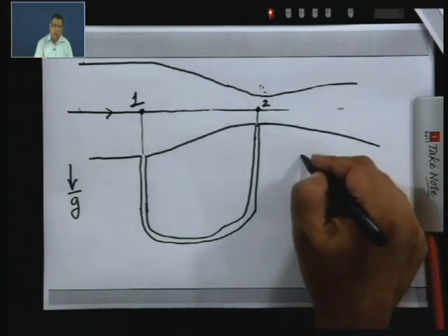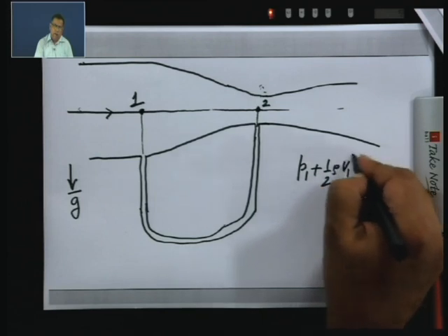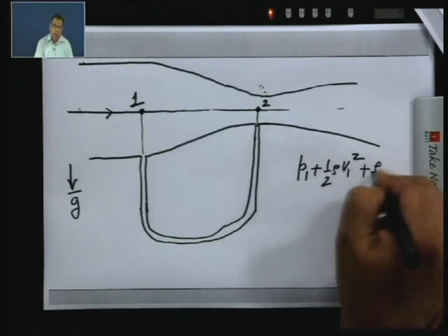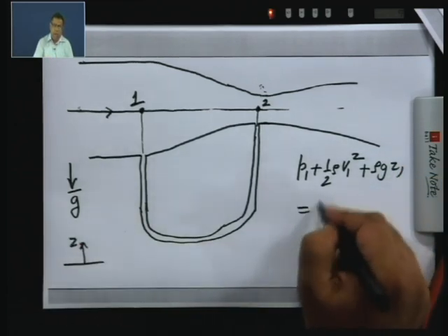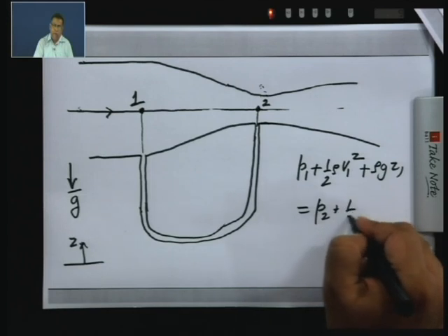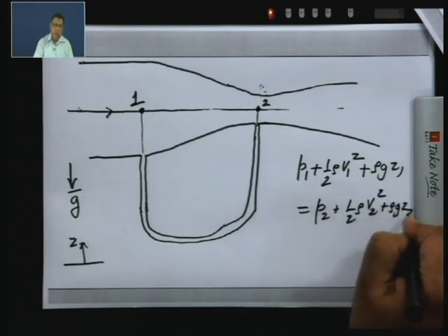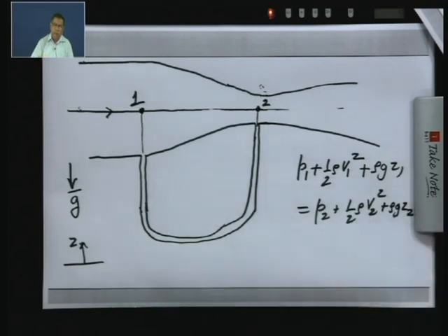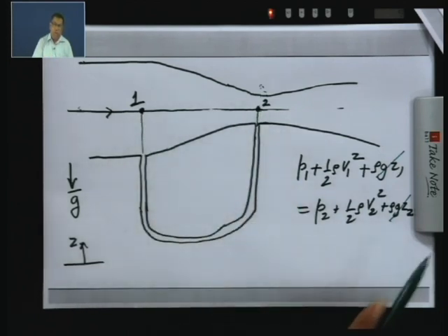Now, we know that P 1 plus half rho V 1 squared plus rho g z 1, if I take z to be vertical upwards, will be equal to P 2 plus half rho V 2 squared plus rho g z 2. Now, once again, as we have seen, z 1 is equal to z 2, so these two terms will cancel out. So, you have here a relation between the pressure and velocity at point 1 and the pressure and velocity at point 2.